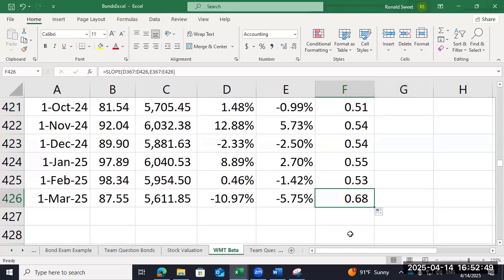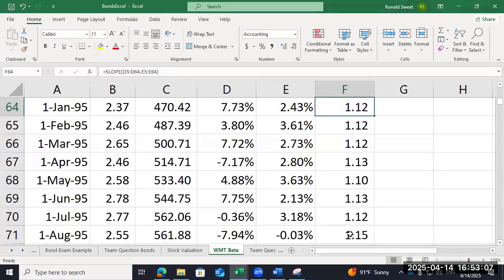Why could it be different? It's possible that they're using those April numbers and I didn't, so it's possible they're including that. It's possible they're using closing price and I'm using adjusted close price. So there's a few things that could cause a slight difference, but you shouldn't be radically off. It should be pretty close.